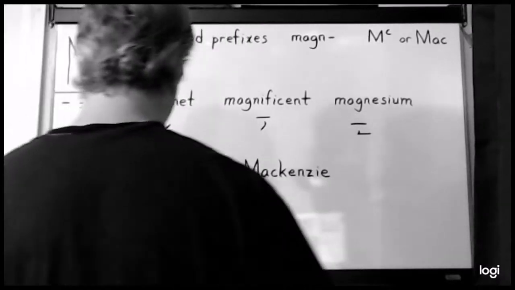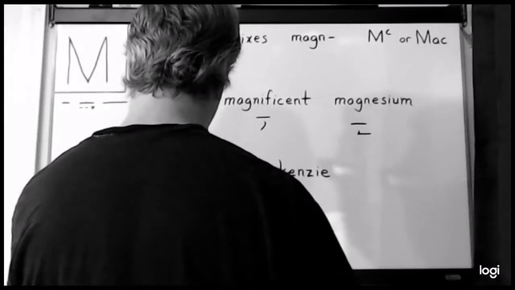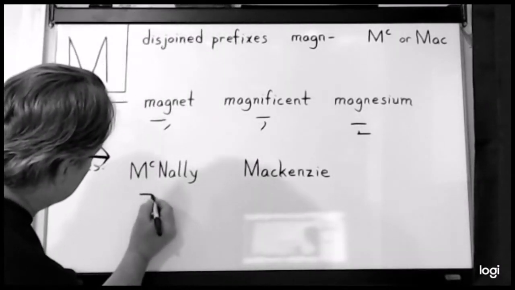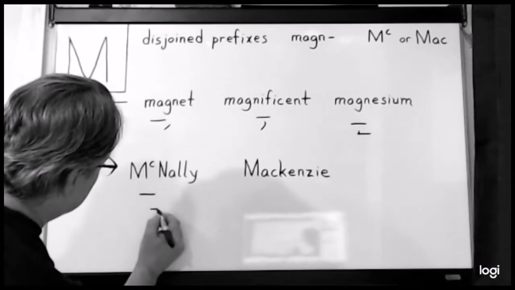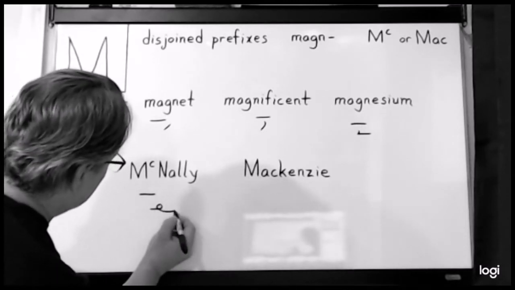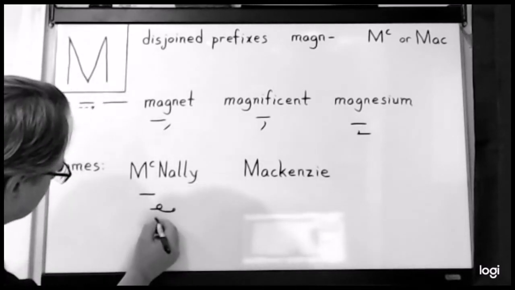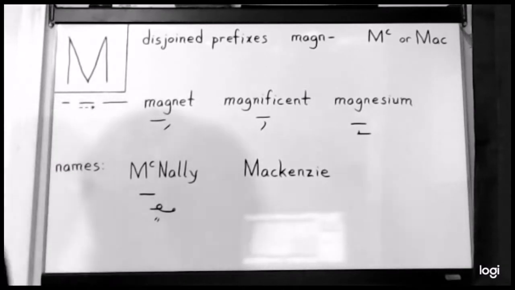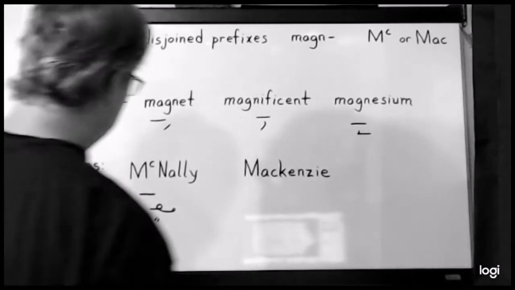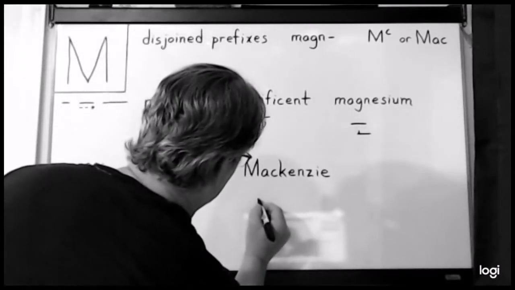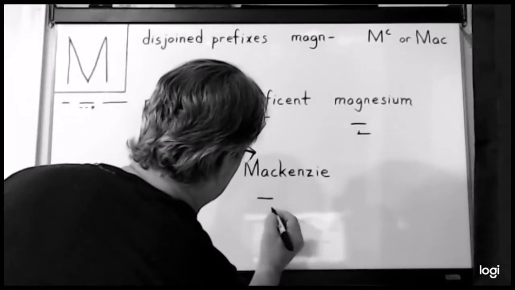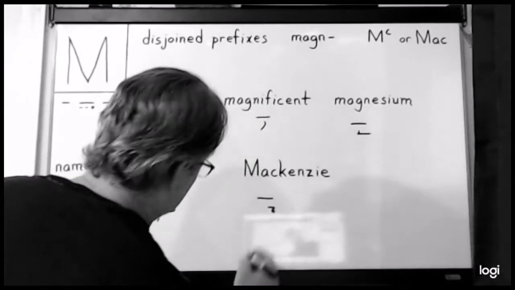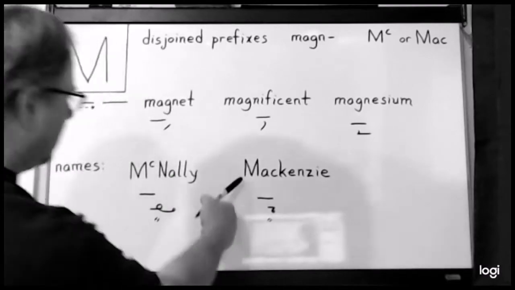Now for the name McNally, we'll write the disjoined M and then an N-A-L-E for the Y, then of course the two ticks below it to show that it is capitalized. For the name Mackenzie, we'll just write the disjoined M and then the letter N-S-E and of course the two ticks to show it is capitalized.